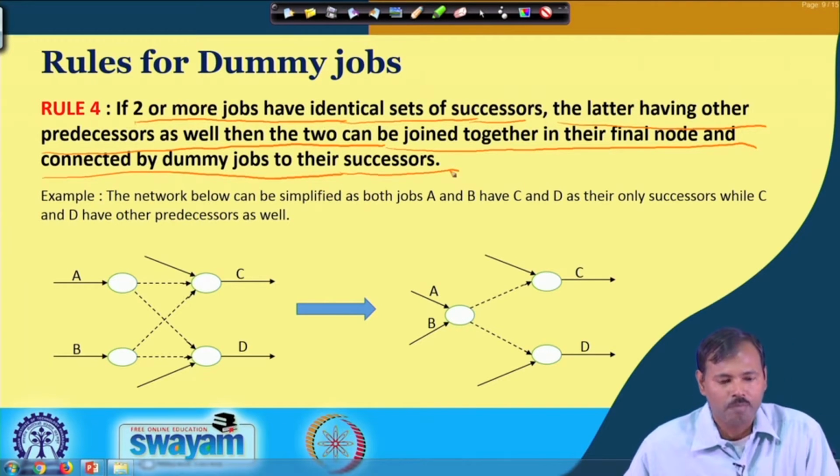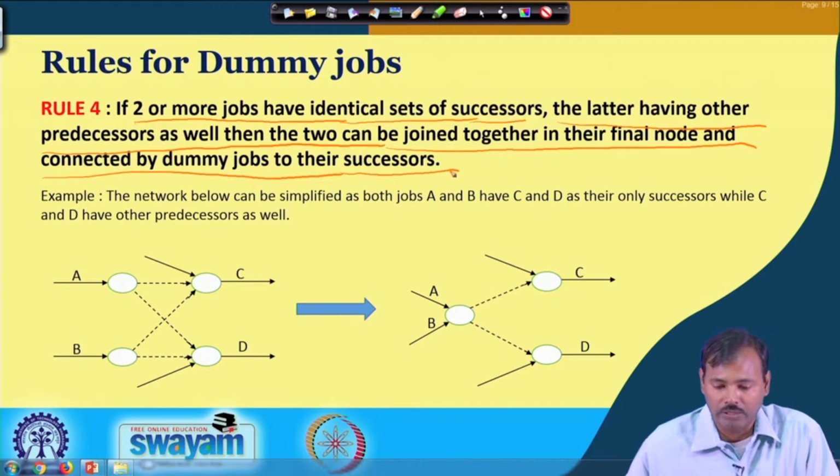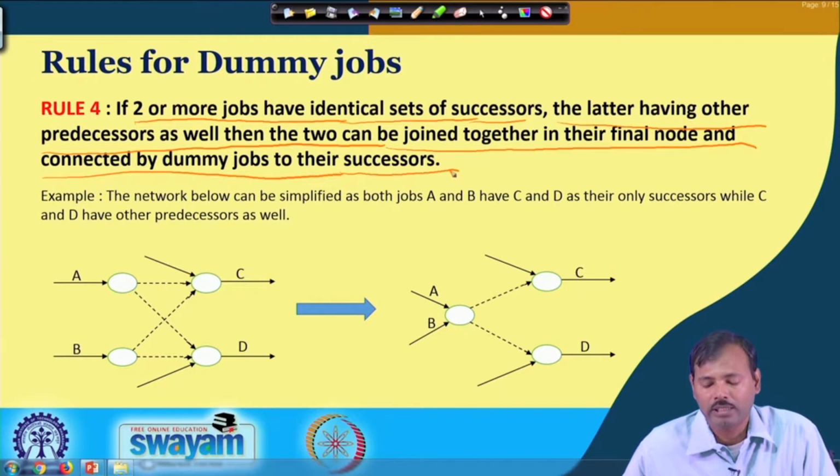So, that means if there are two jobs commonly becoming the predecessors of some job, and there are no other jobs dependent on them individually, in those cases we can allow the two jobs to come at a same point from which dummy jobs can be initiated to show the dependency of them on the other successive jobs.